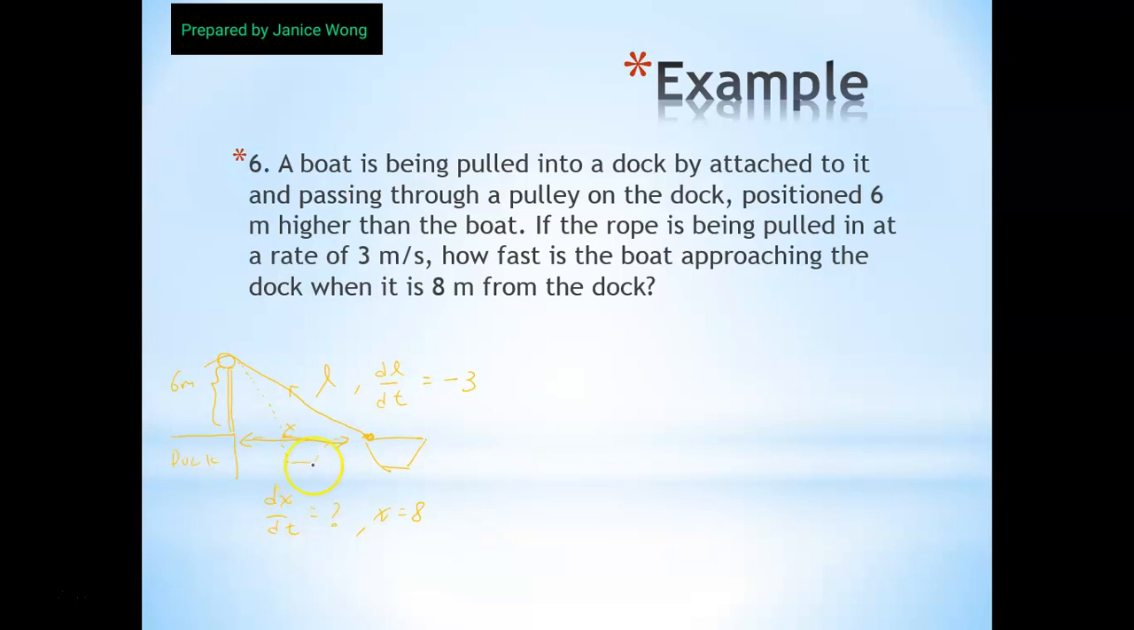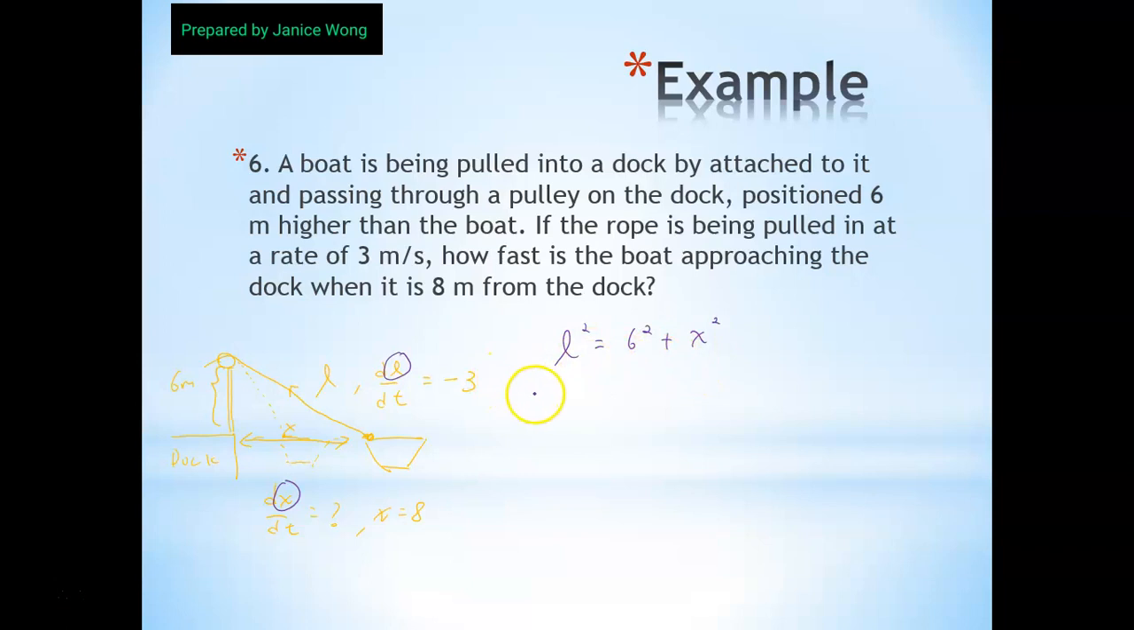First, we form a formula. It must be in terms of L and x. We have 6, x and L. We can apply Pythagoras theorem. L squared equals to 6 squared plus x squared. It involves two variables for this equation.